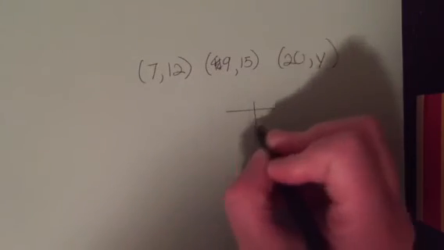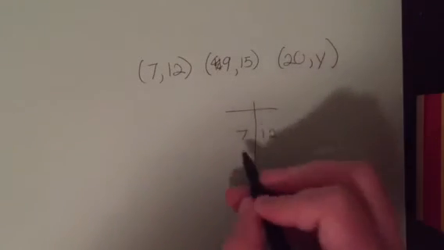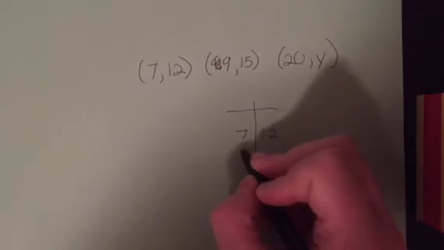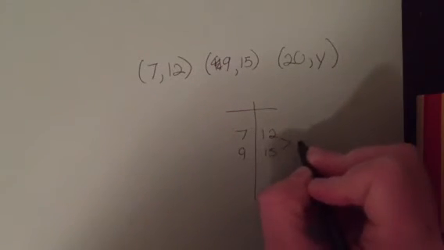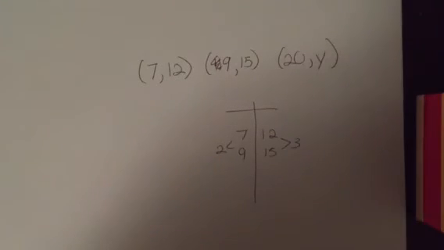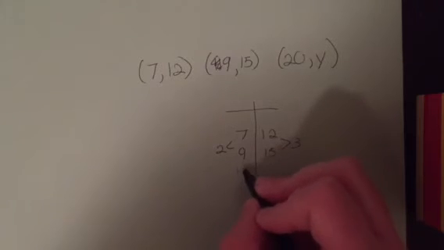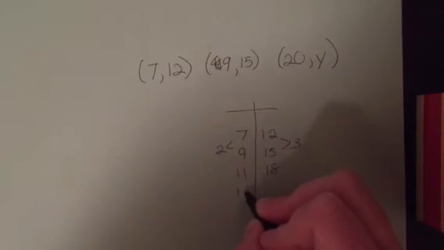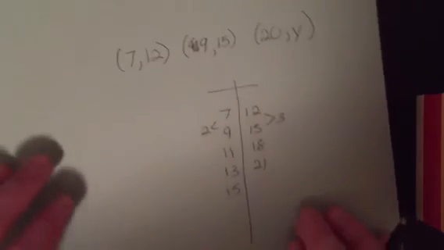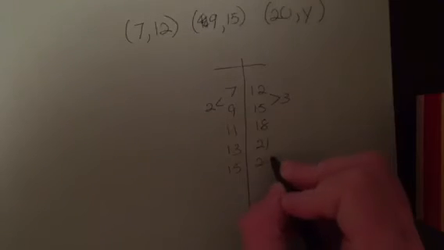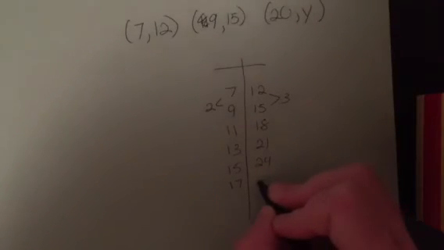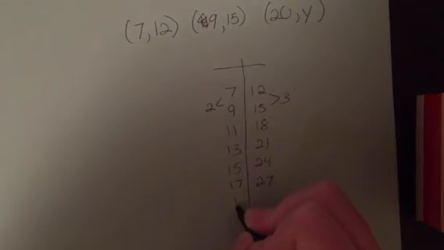So what I would start is I would say on day 7 I have 12 friends. I always start with the smallest of the days. Day 9 I have 15. So if I look, I'm gaining 3 friends every 2 days. So I'm going to continue that pattern as I go down. So that means on day 11 I have 18. Day 13 I have 21. Day 15, I'm going to run out of room here. I have 24. Day 17, I have 27. Day 19, I have 30. And day 21, I have 33.